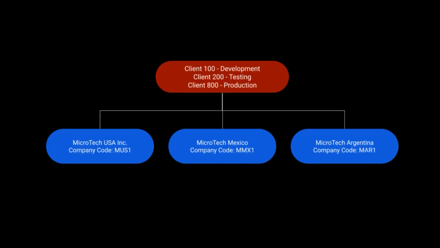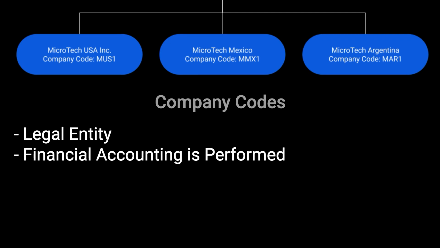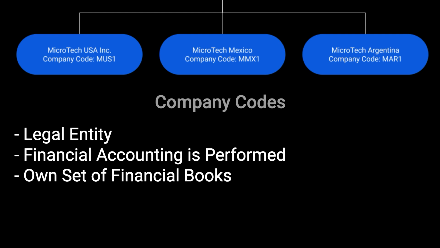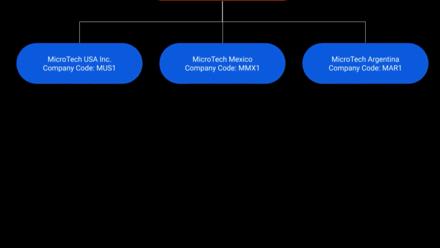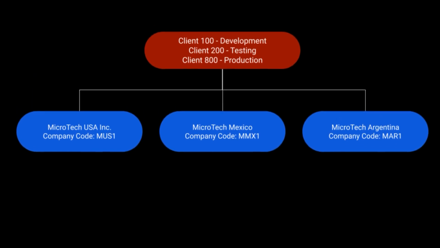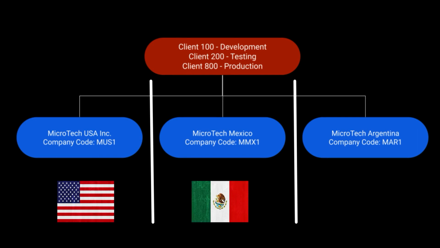What is a company code? In SAP, a company code is a fundamental organizational unit that represents a legal entity within the system. It's the level at which you perform accounting, create financial statements, and manage legal reporting. Each company code has its own set of financial books, and it's where all financial transactions are recorded. Multiple company codes can exist within the same SAP system, allowing a single organization to manage the finances of different legal entities separately. In our case, we will define different legal entities for USA, Mexico, and Argentina. But enough with theory for now. Let's get to the configuration in SAP.